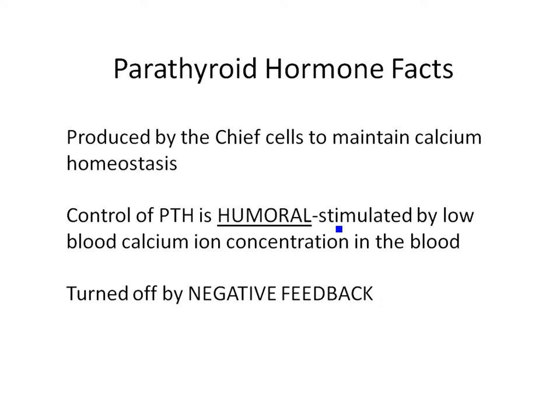Now, as you raise the calcium levels back up with the parathyroid hormone, you're going to have negative feedback that's going to turn it off. So you start out with low blood calcium, and then you increase your parathyroid hormone, and that's going to raise your blood calcium, and when your calcium levels go up, that is going to negatively come back and turn off the parathyroid hormone.